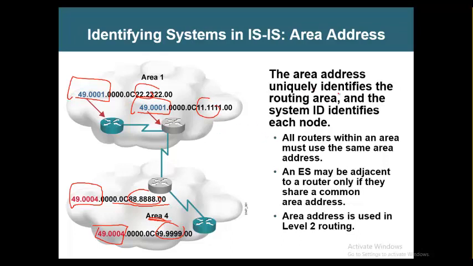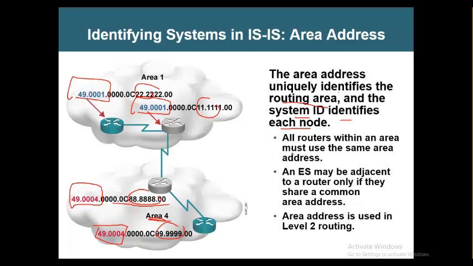The area address uniquely identifies the routing area, and the system ID identifies each node. So the area ID defines the boundary. Which router is in what area is identified using area ID. Inside the area, you have a system ID to differentiate one device from the other within an area. All the routers within an area must use the same area address. That's what we saw, 49.0001, same on every router in that area 1. When you do the lab, you need to keep all these things in mind.